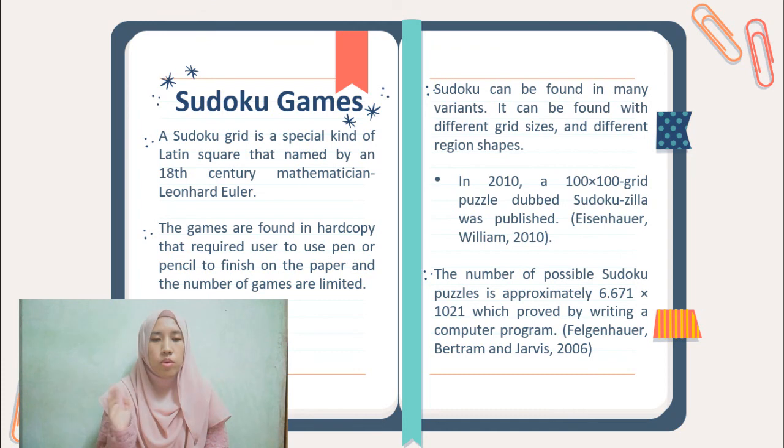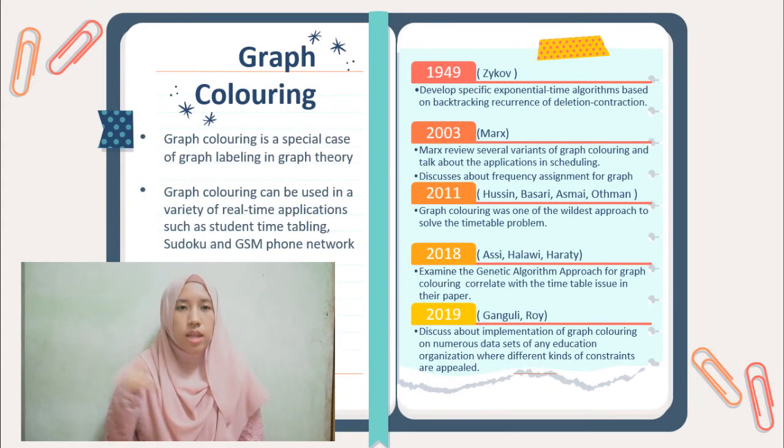The number of possible Sudoku puzzles without clues given is approximately 6.671 times 10^21, which was proved by writing a computer program. Next is graph coloring.